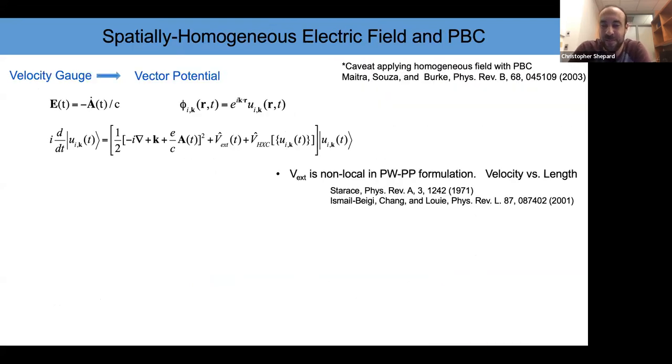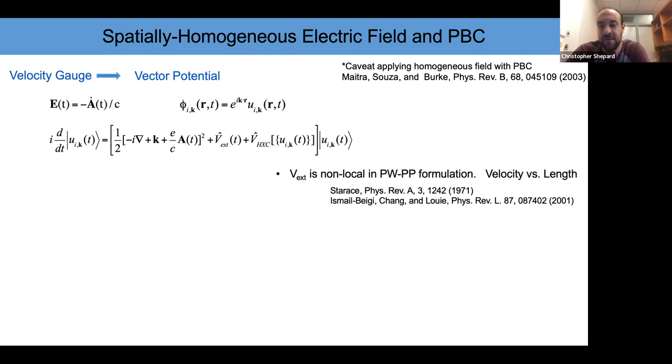So originally we implemented Wannier functions to be able to apply a spatially homogeneous electric field to our calculations under periodic boundary conditions. And I will say, although this is not formally allowed in the theory, it has been shown that real-time TD-DFT can give very accurate results when you apply these spatially homogeneous electric fields to study different physical properties. So there are essentially two ways to do this.